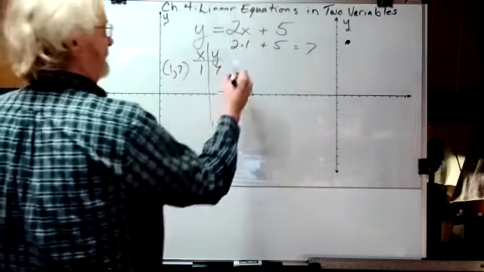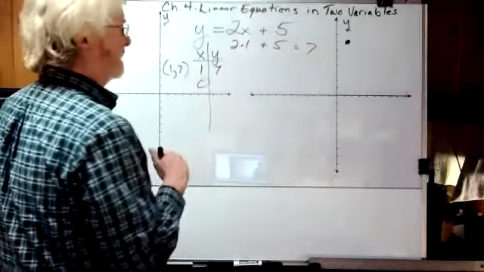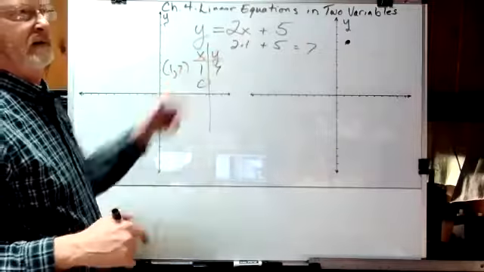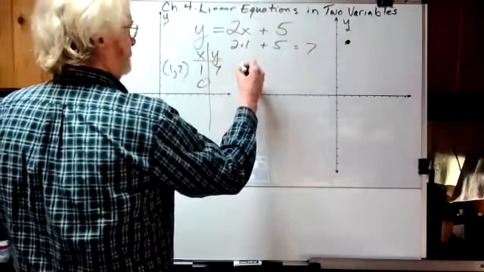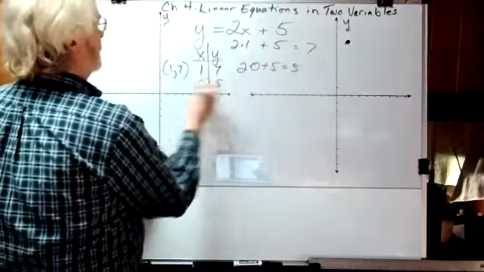What if I had, say, a 0 for x? I'm going to try and come up with like 3 spots here. If I put in a 0 here, 2 times 0 plus 5, oh, I just get 5. There's another ordered pair.